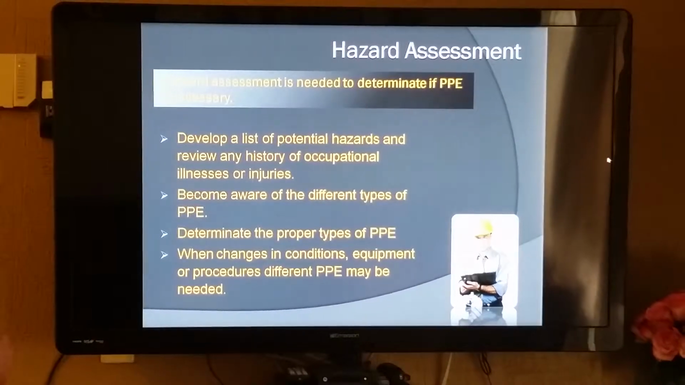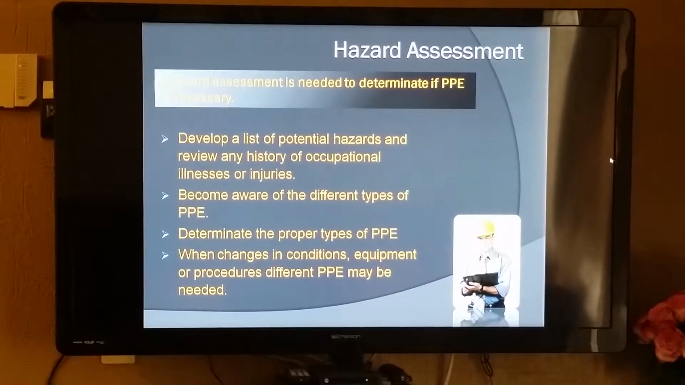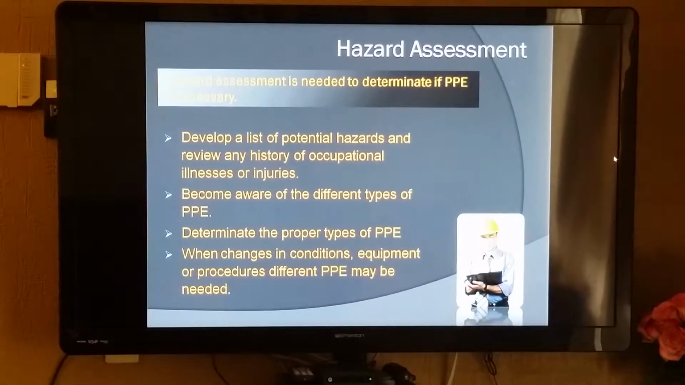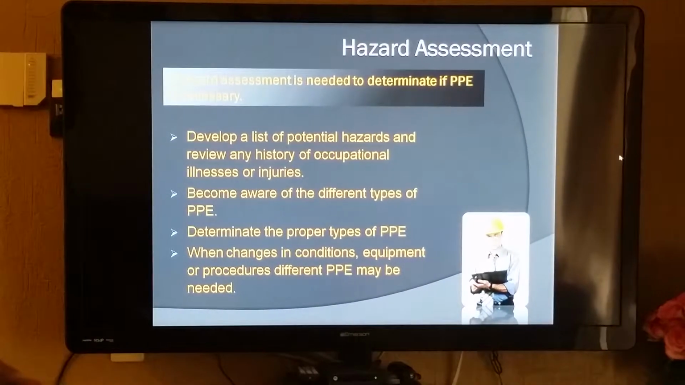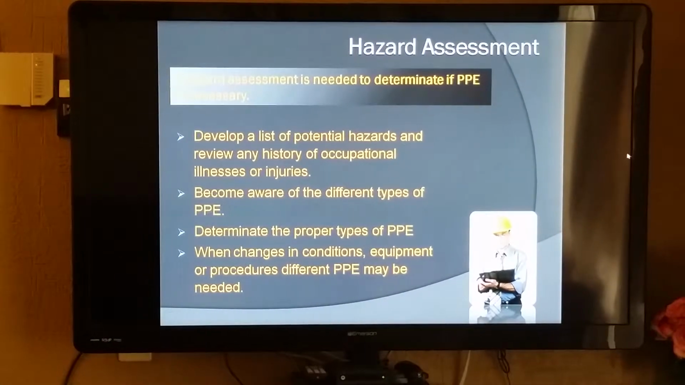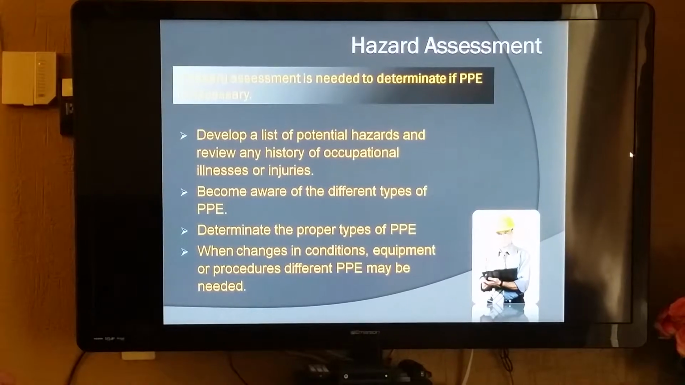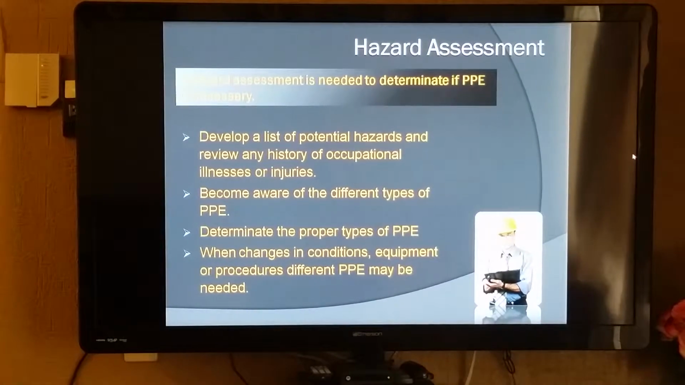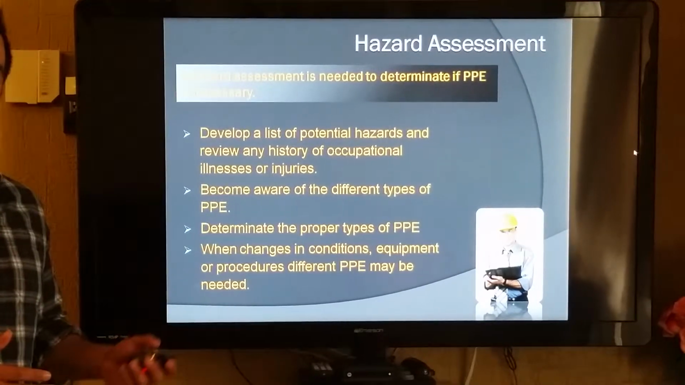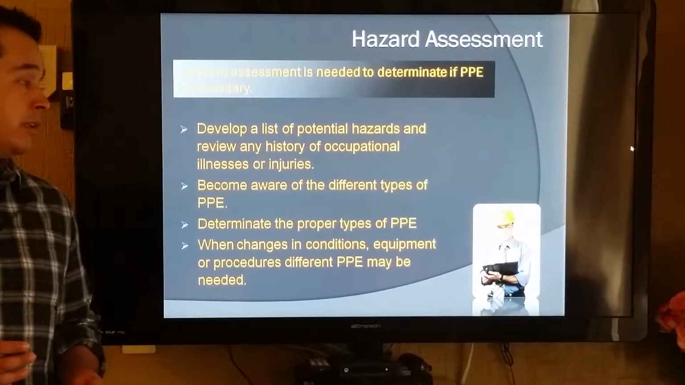Hazard assessment. Hazard assessment is needed to determine if PPE is necessary. Develop a list of potential hazards and review any history of occupational illness or injuries. Become aware of the different types of PPE. Determine the proper type of PPE. When conditions change, when any change in the process is made, you need to perform a new hazard assessment.